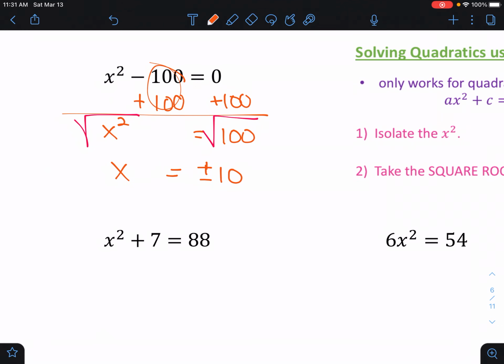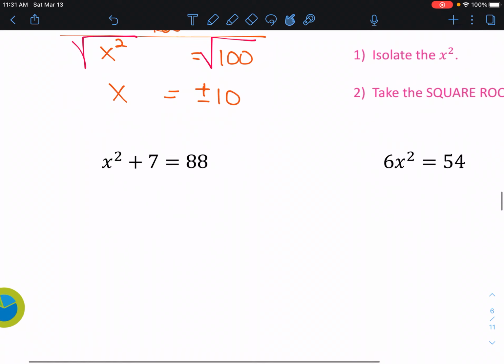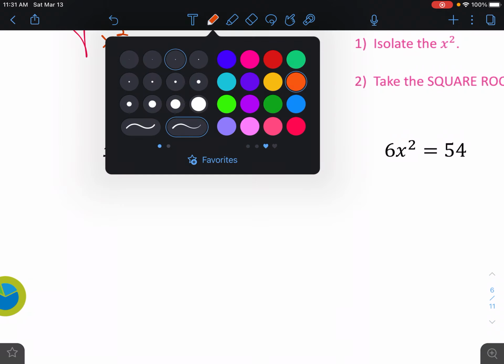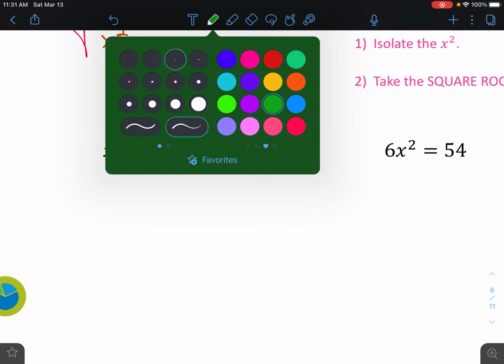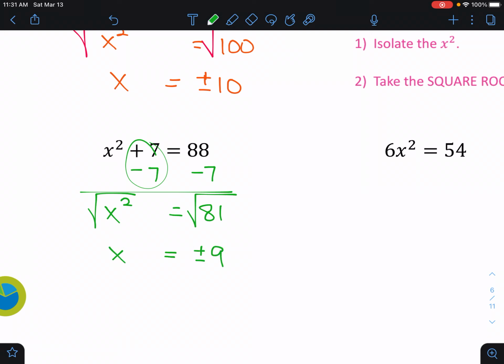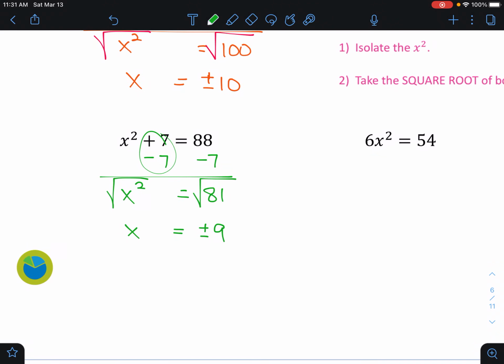So I have that. We're good. All right. So now, just solving these other ones, again, isolate whatever steps you have to do to isolate that x squared, right? In this case, it would be subtract 7 from both sides of the equation. I get x squared equals 81. And now I'm going to take the square root of both sides. This would give me x equals plus or minus 9. Okay. All right. Hopefully that's making some sense.